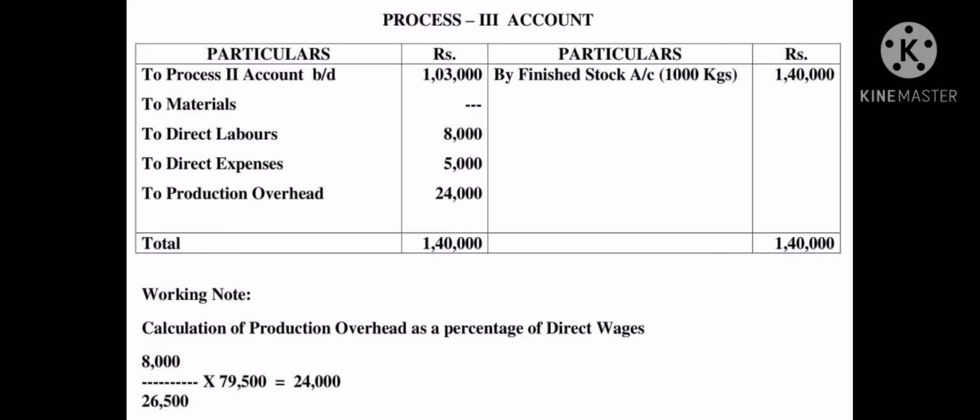This time I need not explain the method, because from process 1 and 2 you would definitely have learnt the calculation of the production overhead thoroughly. Anyway, for the information, I do that. Here the direct labor value is 8,000, divided by the total direct labor value, 26,500, and multiplied by the production overhead total value, that is 79,500. Here we get 24,000 as the production overhead of the process 3 account.